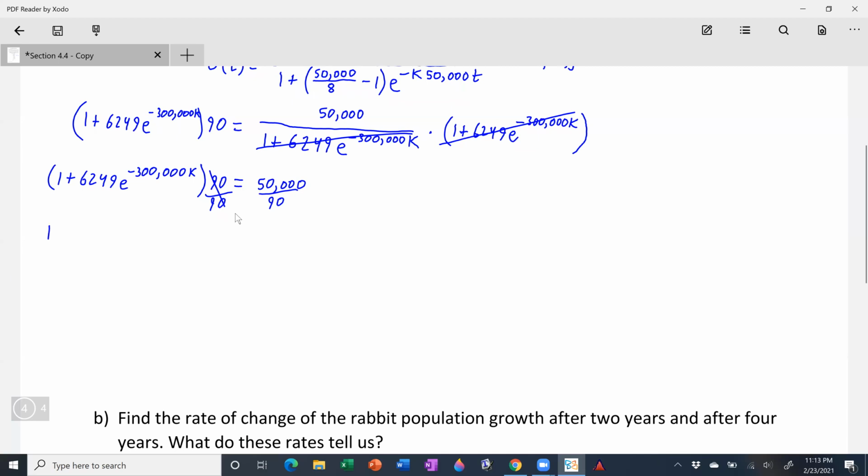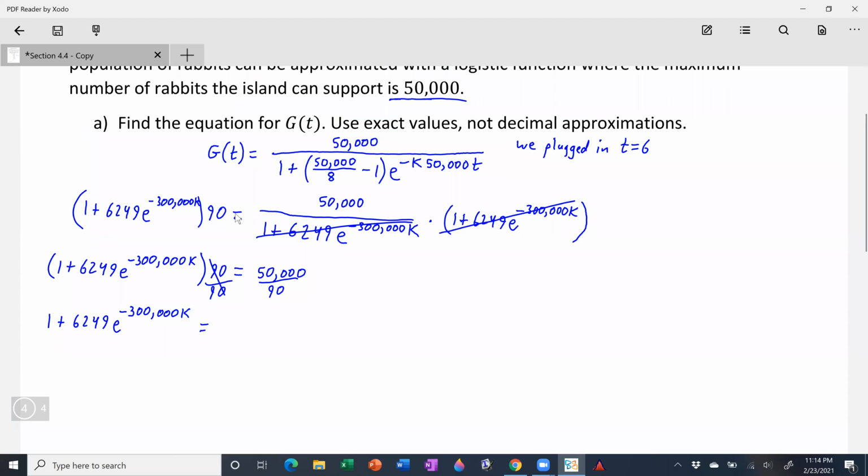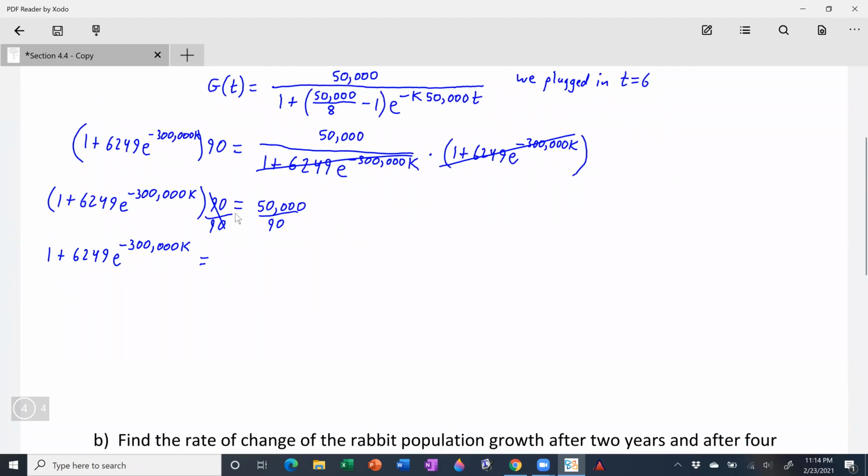So we have 1 plus 6249 e to the negative 300,000 k equals, and then, like I said, I'm not gonna do any decimal approximations. I'm going to use exact values all the way through. So this is 5,000 over 9. Okay, just reduce it as much as I can.